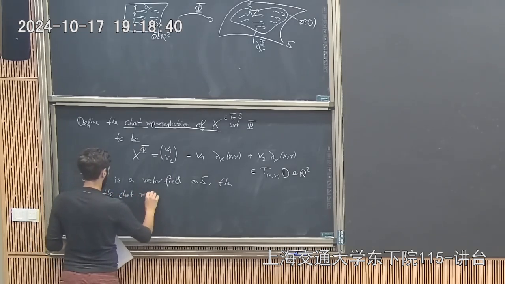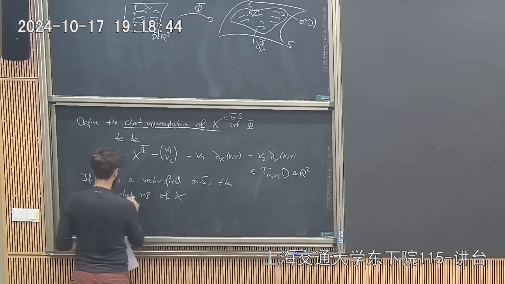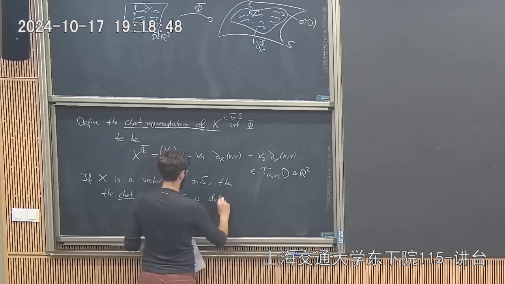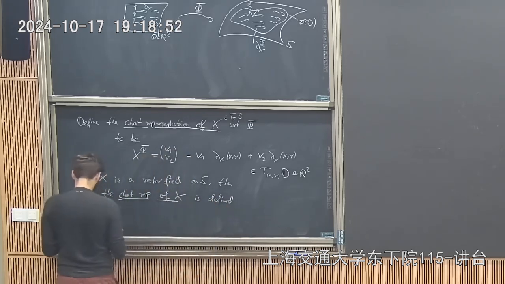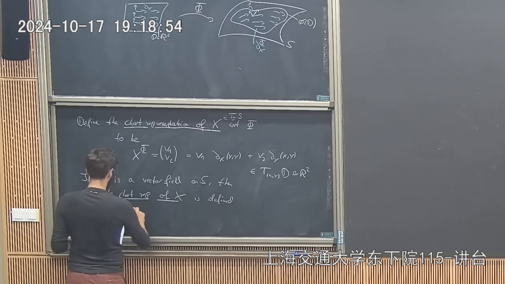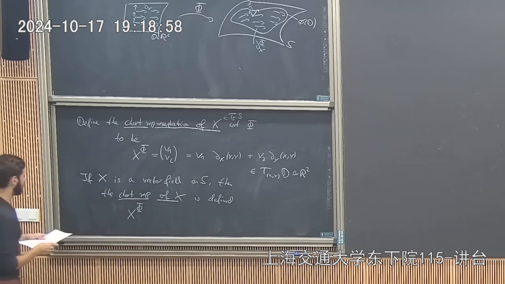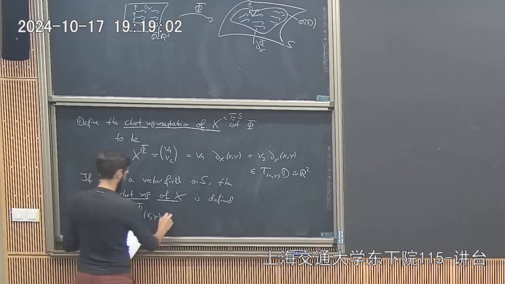Then the chart representation of X is defined to be X of phi. So the point now is that it's really a proper vector field on here.